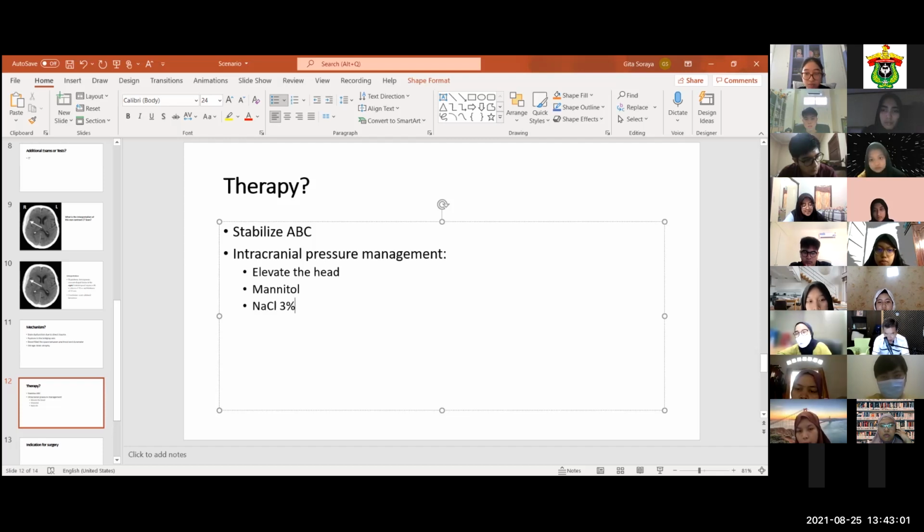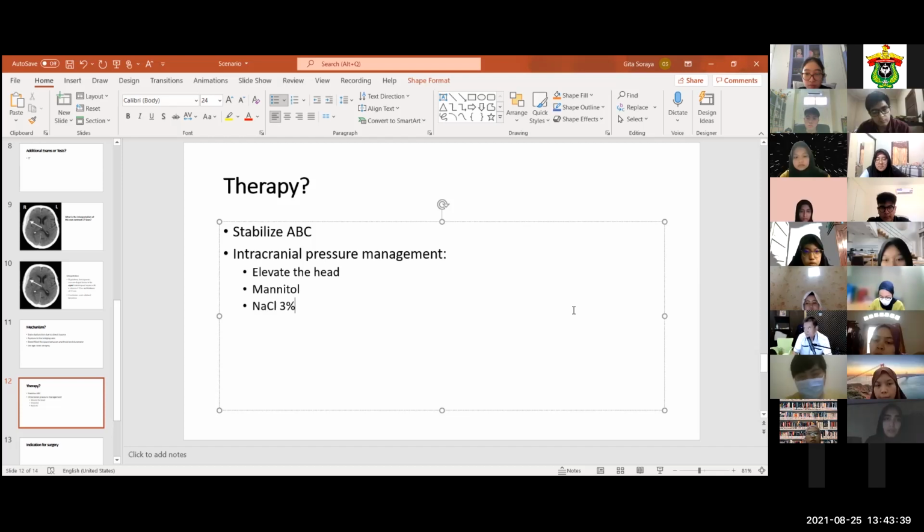Biochemistry. Why do you think mannitol and sodium chloride in high hypertonic percentages can decrease the ICP? Larasati, what do you think? Is it like osmolarity, something like that? I'm not really sure. The osmolarity. Okay, so this is a good example of conservative management.